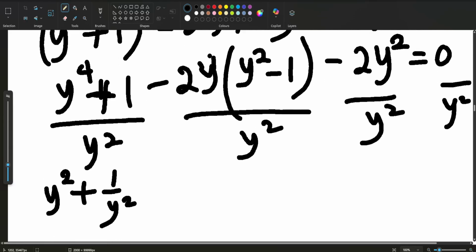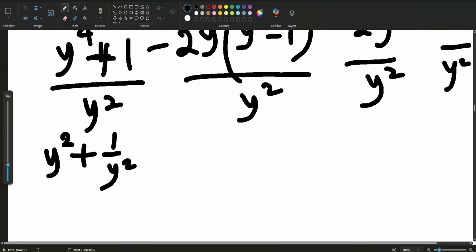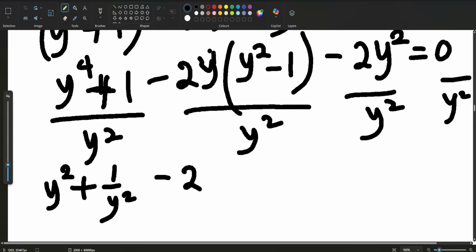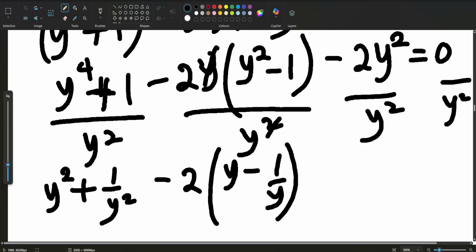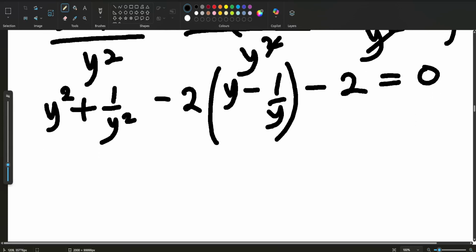And then this is going to give us -2, because here now this y is going to cause this 2 squared here. So this y, by the time it goes into the bracket, it makes this one become y minus 1 over y, right? Well, this will become -2, and of course this will be 0.